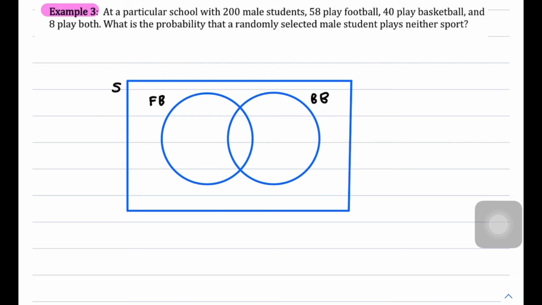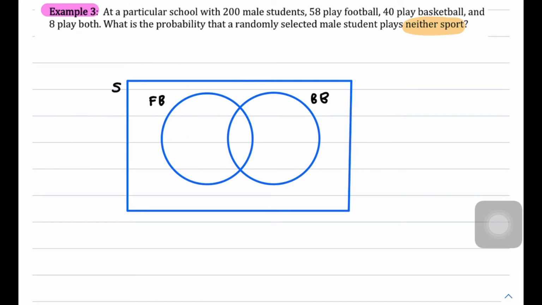At a particular school with 200 male students, 58 play football, 40 play basketball, and 8 play bowls. What is the probability that a randomly selected male student plays neither sport? Plays neither sport, that is the keyword, neither sport. Okay, let's see, Madam represents the situation in Venn diagram form.